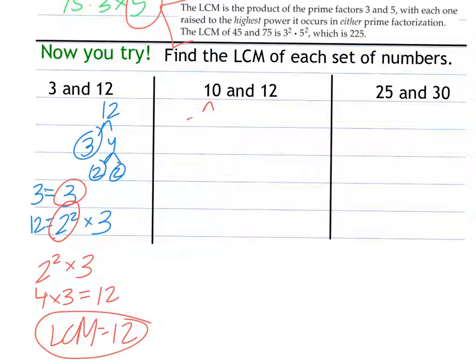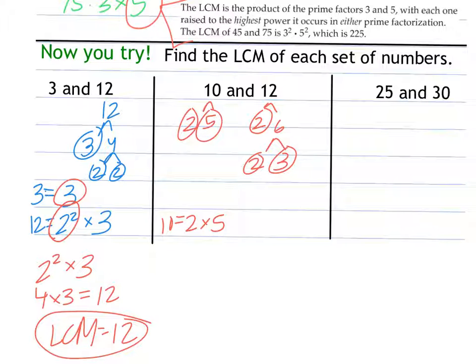10 and 12. 10 splits into 2 and 5, both being prime. 2 times 5. 12 splits into 2 and 6. 6 splits into 2 and 3. So writing with the exponents, 2 squared times 3. So throughout this entire part here, I see a 2, a 3, and a 5. So I have to take one of each of those numbers to the highest power. Between the 2's, the 2 squared has the higher exponent. Then there's only 3 and 5, and that's what we now multiply together.